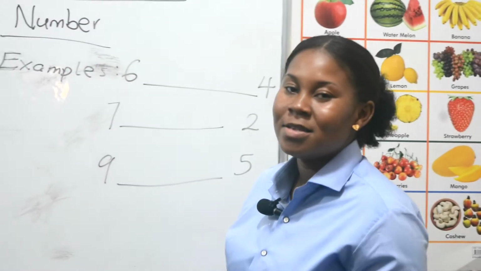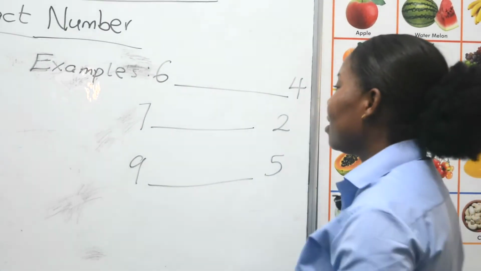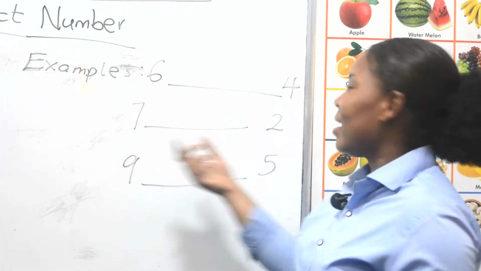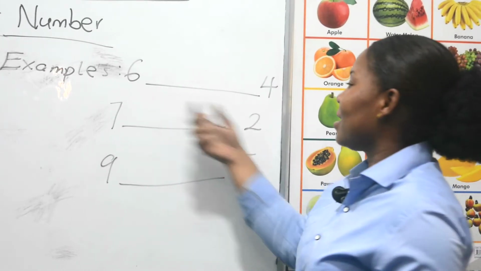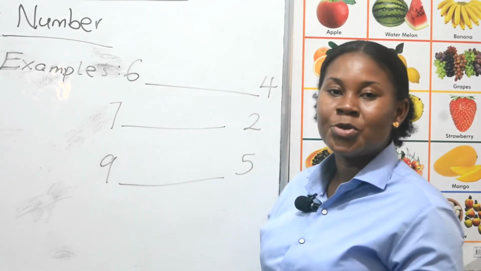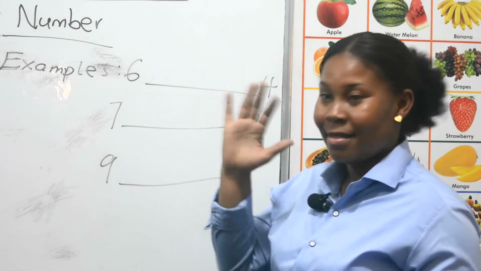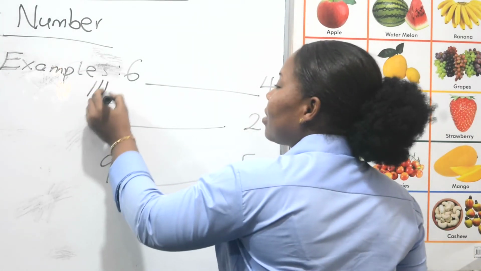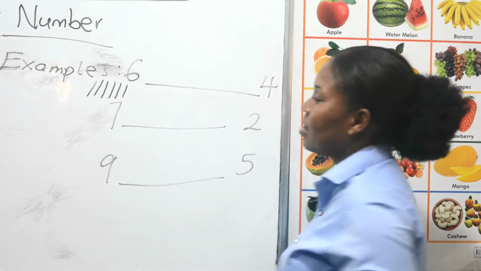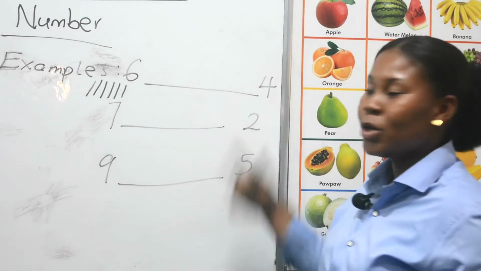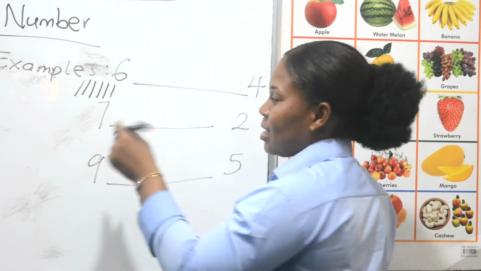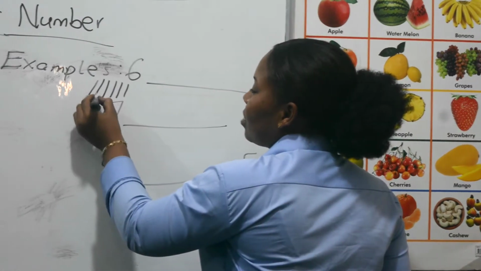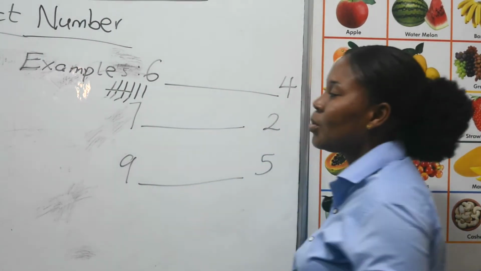Let's solve them and see if you had them correct at home. So 6 and 4. First, we will draw the strokes for the bigger number. So that's a 6. 1, 2, 3, 4, 5, 6. We have 4 here. So let's take 4 out of the 6. 1, 2, 3, 4. Then we cancel them out.